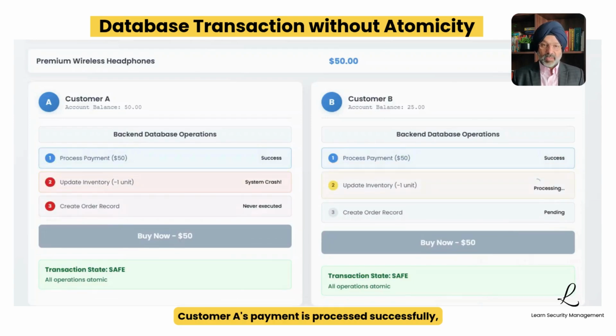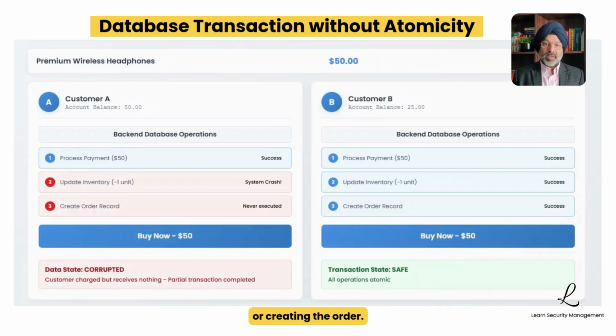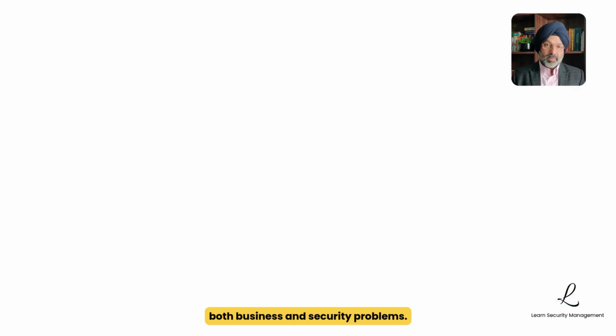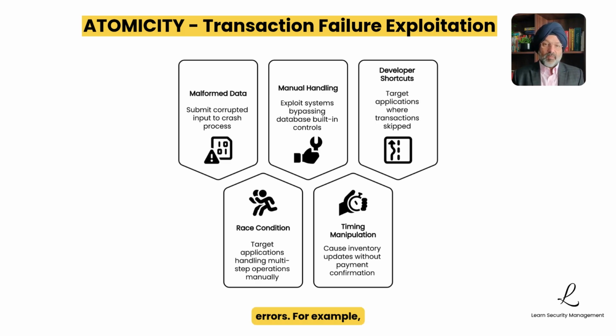Customer A's payment is processed successfully, but then the system crashes before updating inventory or creating the order. The customer has been charged $50 but will receive nothing, a corrupt data state that creates both business and security problems. Attackers exploit this by targeting applications that fail to handle transactions atomically, especially during system stress or unexpected errors. For example, they might intentionally submit malformed data designed to crash one part of the process after another has succeeded.